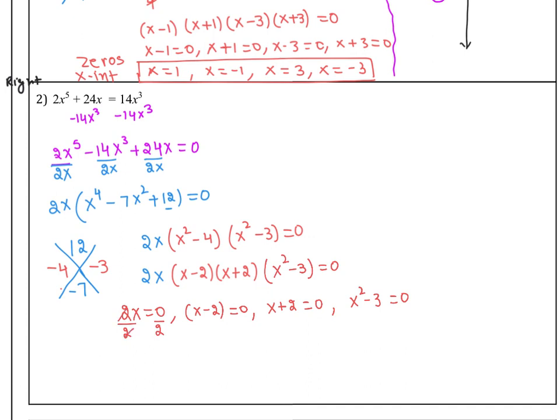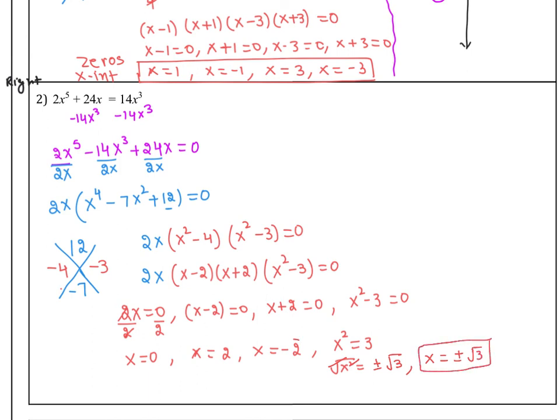Divide by 2. For the first one, you get x equals 0. The second one, you get x equals 2, x equals negative 2. And then for the last one, when you say x squared equals 3, you have to further solve it by taking the square root. When you take the square root on both sides, you get the square root of x squared equals plus or minus the square root of 3. The square and square root cancel. So the x value came out as plus or minus square root 3.